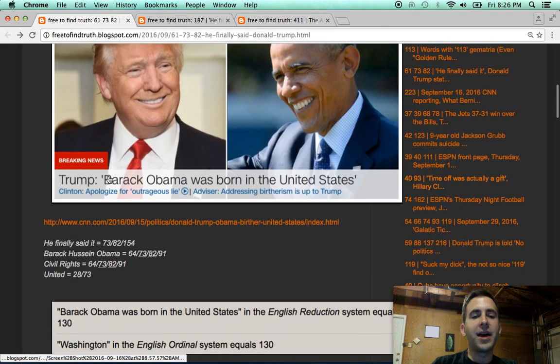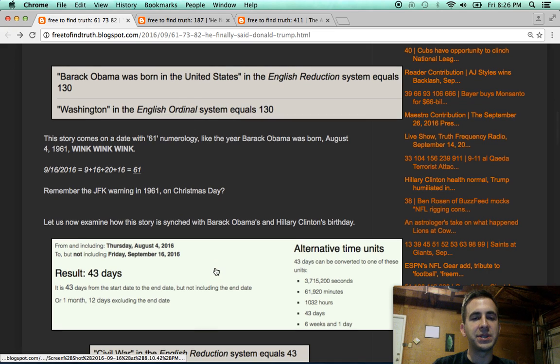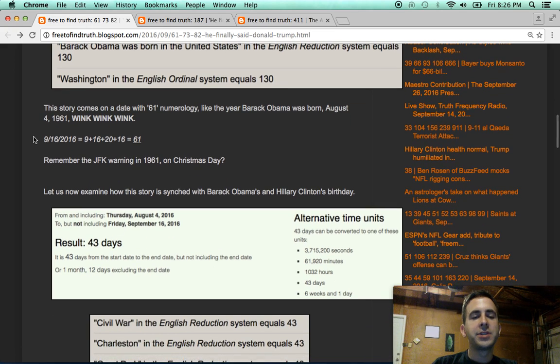The subheadline emphasized Barack Obama was born in the United States. That happens to have the exact same gematria as Washington, and not by coincidence. So today's date, it's a date with 61 numerology. Obama was born in 61. 61 is a special number in Jewish gematria. It's the God number. Words such as church and miracle have a gematria of 61.